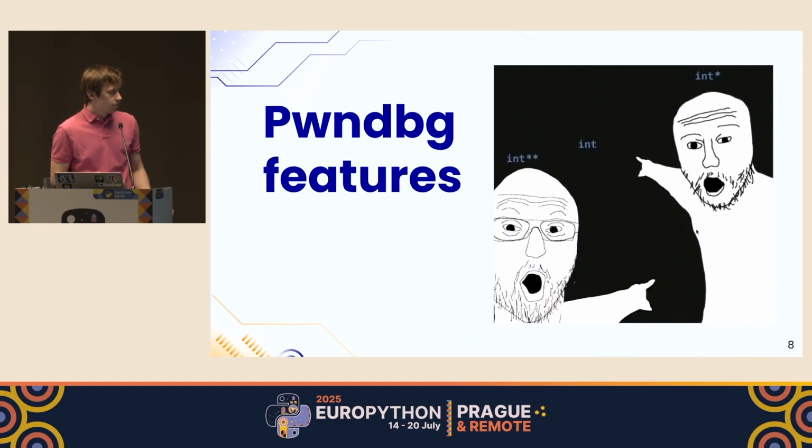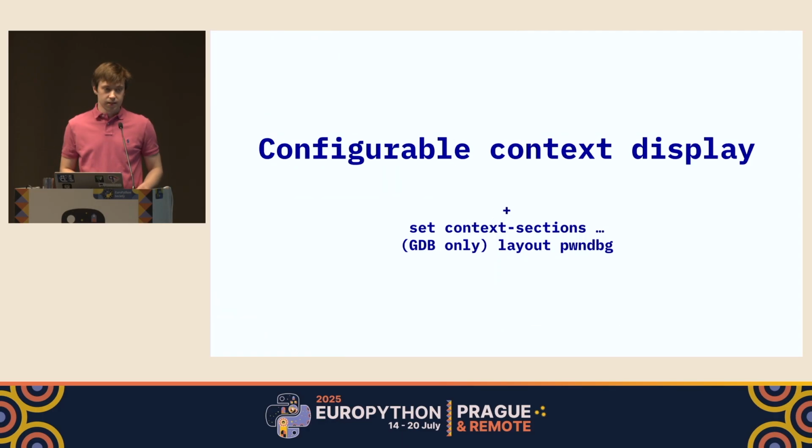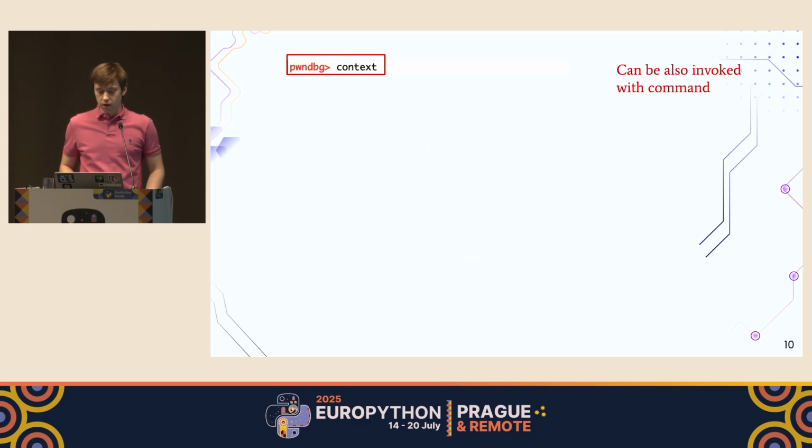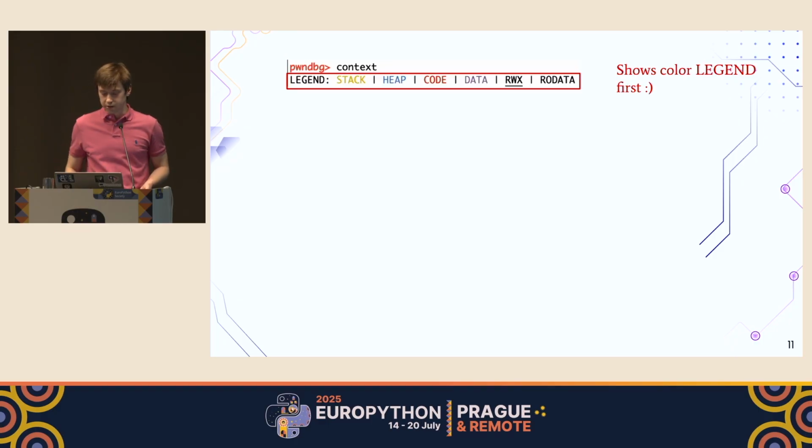Yeah, so let's now talk about some of the features of Pwndbg that are helpful here. So as I said, we have some context that's being displayed. Now we look into what's exactly there. You can, by the way, also display context by using just a command called context. Well, it starts with some legend, because as you could see, we have some colors here and there. Like sometimes there's some red, sometimes there's some blue or yellow.